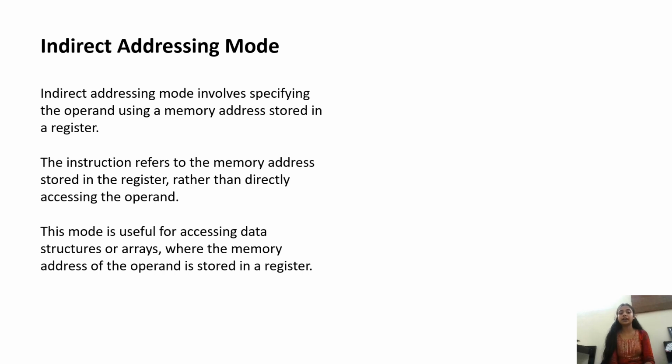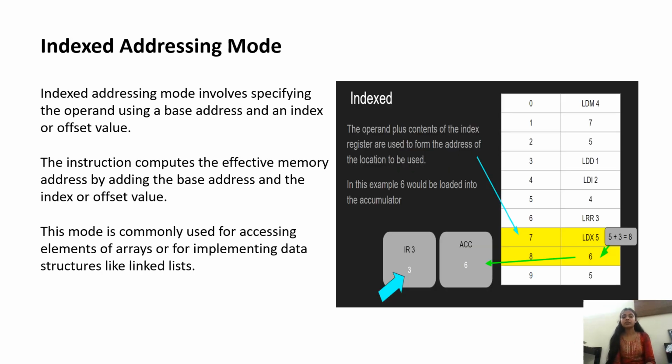Next one is indirect addressing mode. This mode involves specifying the operand using a memory address stored in a register. The instruction refers to the memory address stored in the register rather than directly accessing the operand. This mode is useful for accessing data structures where the memory address of the operand is stored in a register.